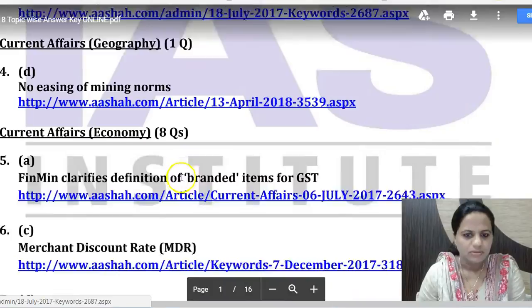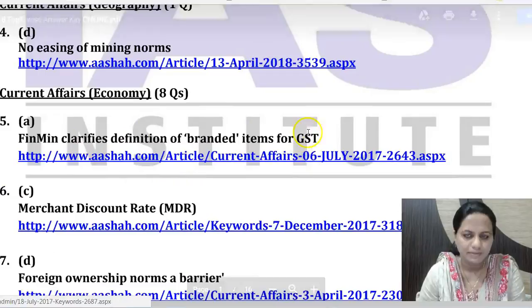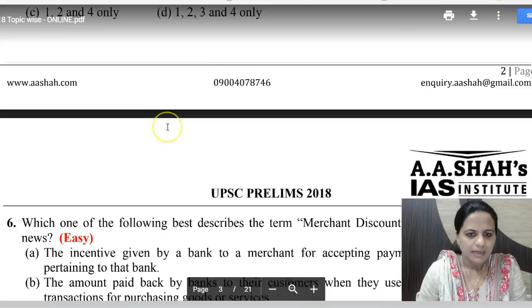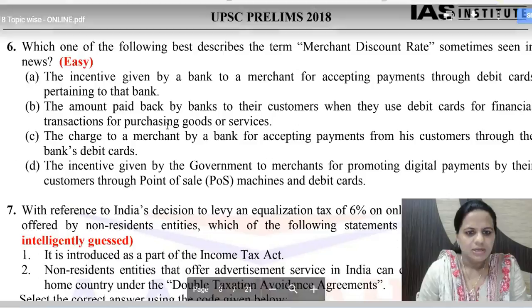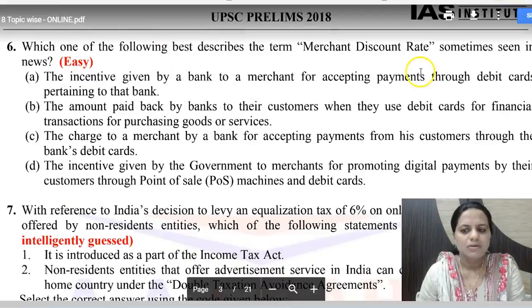So this you can see in news also we have discussed. Finance Ministry clarifies definition of branded items for GST. So this is there. Then next is the sixth one. Which one of the above best describes the term merchant discount rate sometimes seen in news? Merchant discount rate has also been in news, as the terminology has discount in it. If you have been going through current affairs, you should know that this is not a discount.